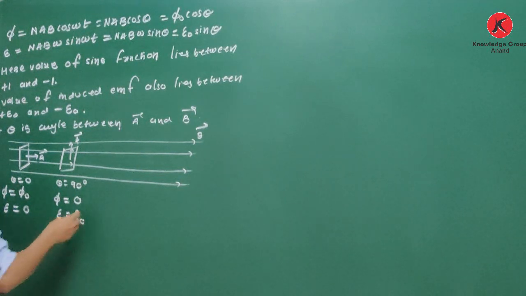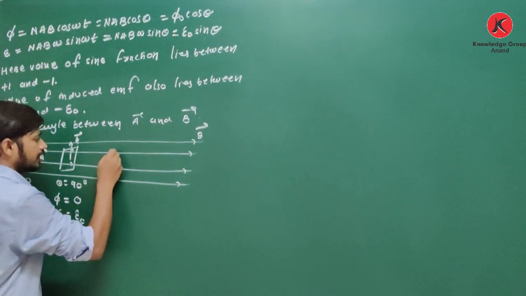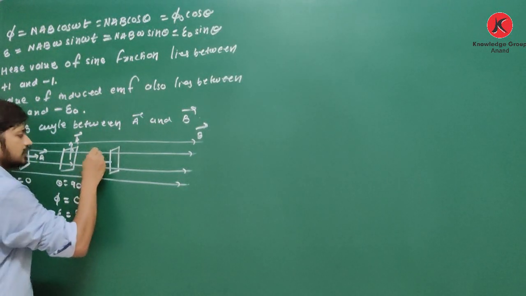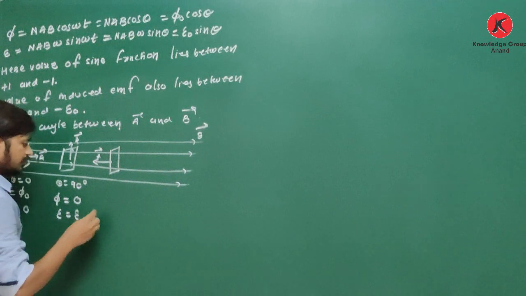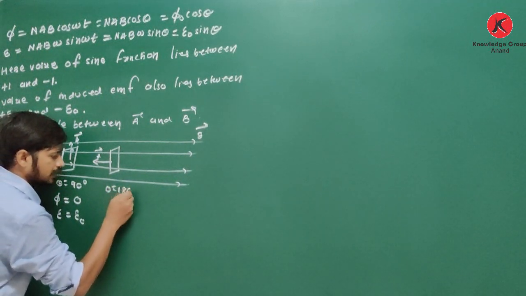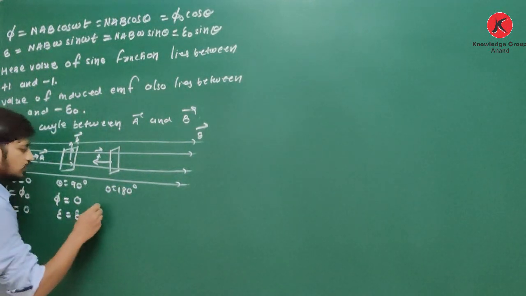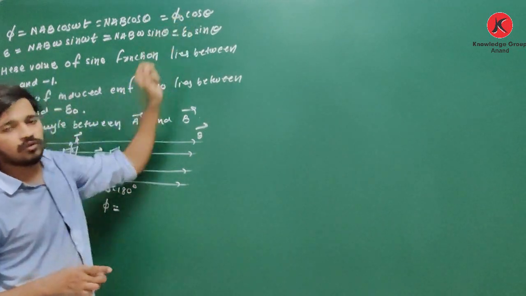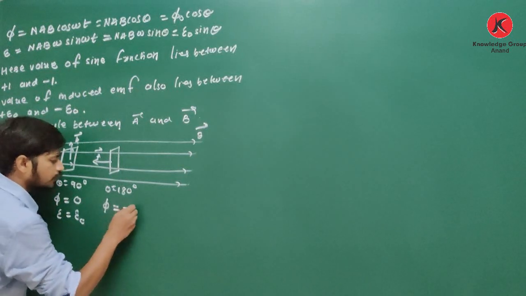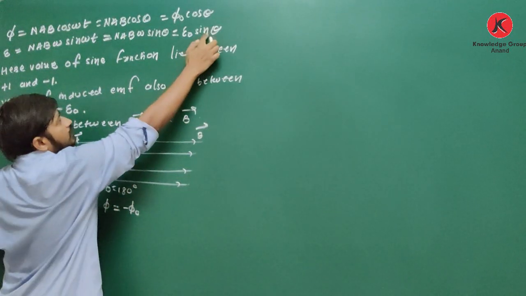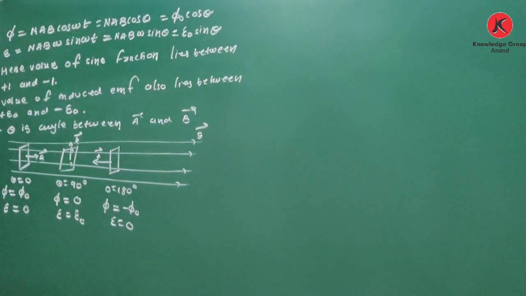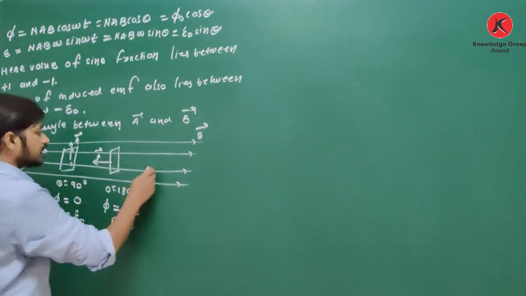Now again it is rotated by another 90 degrees. So now the area vector is in this direction. What is the angle between the area vector and the magnetic field? Theta is equal to 180 degrees. So phi is equal to, cos 180 is minus 1, so phi is equal to minus phi 0. Sin 180 is 0, so the induced EMF is 0.